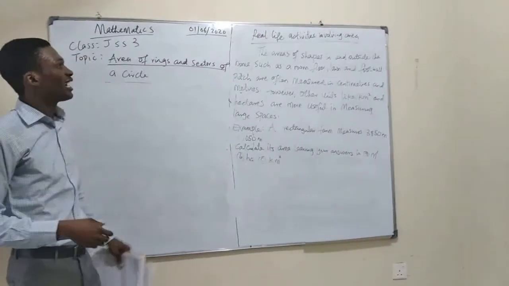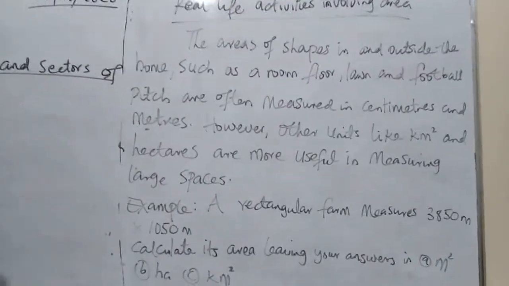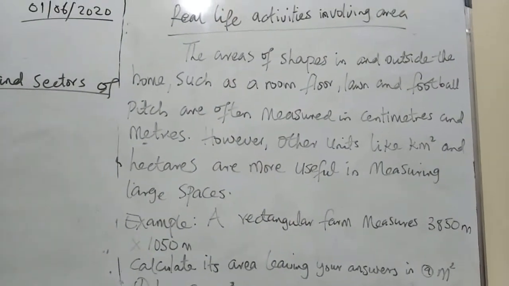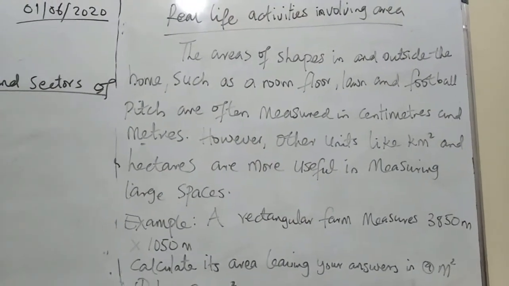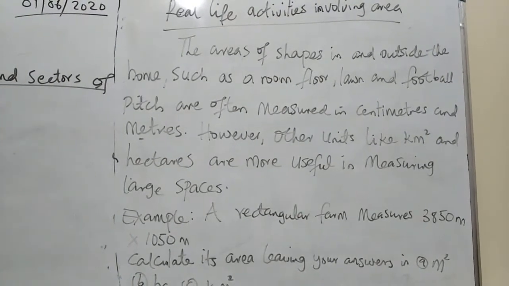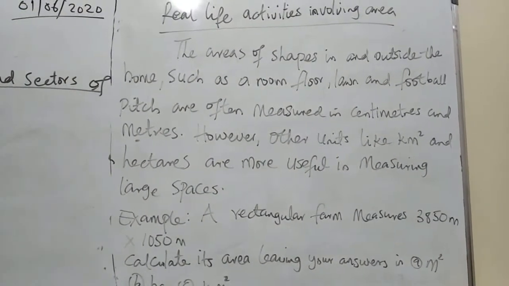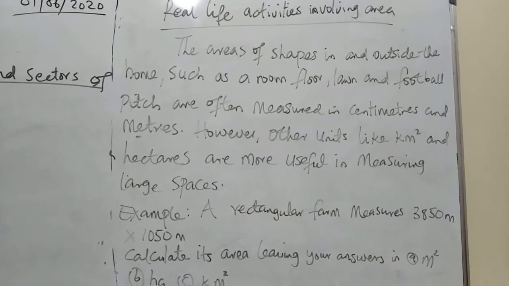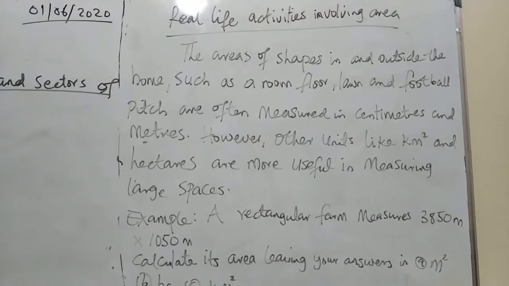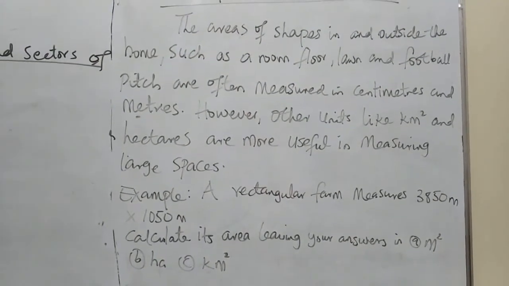Now we are looking at real life activities that involve the use of areas. We see that areas of shapes in and outside our homes, such as our room floors and our football pitches, can be measured in centimeters and meters. But we have other units too that are more useful, like hectares of land and kilometers square. These are used in measuring large spaces. We look at the conversion units again, how to convert from large units to smaller units, and vice versa.